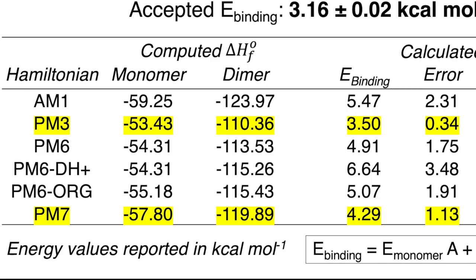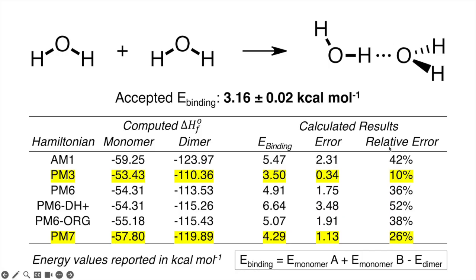Second, look at the errors. They're all positive values. This shows that all 6 Hamiltonians overestimate the binding energy values. Third, if we look at the relative errors and we draw the line at 30% relative error, only PM3 and PM7 fall within this threshold. They seem to produce the most reasonable binding energies. They're not fantastic, but they're the most reasonable out of the 6 that we took a look at.